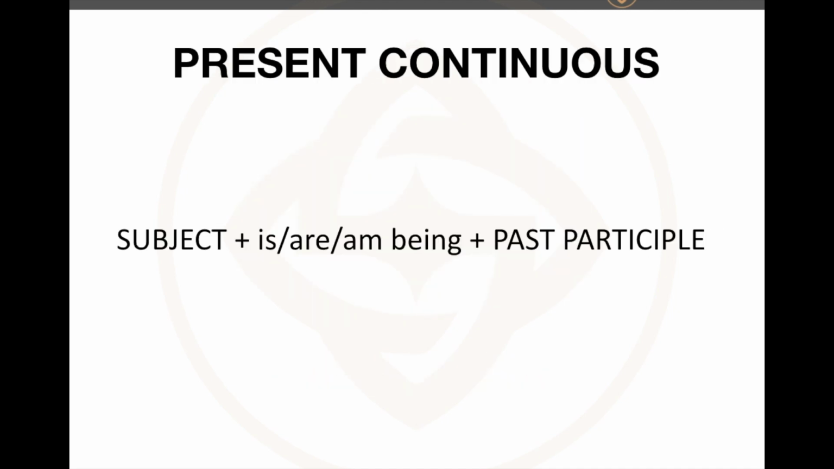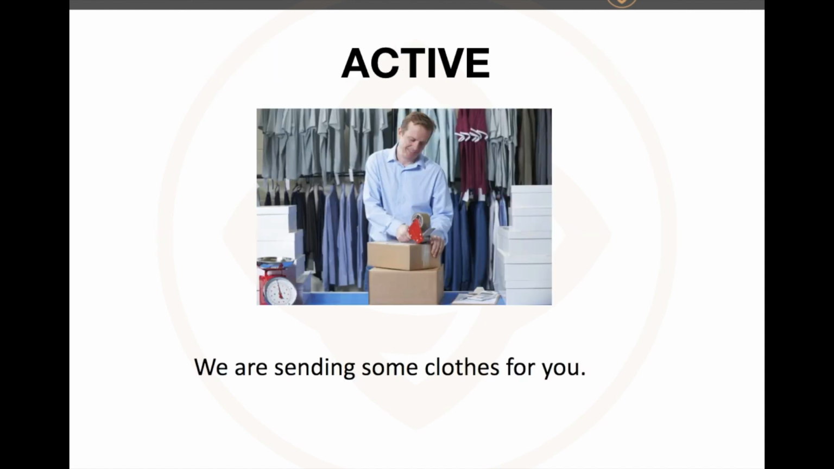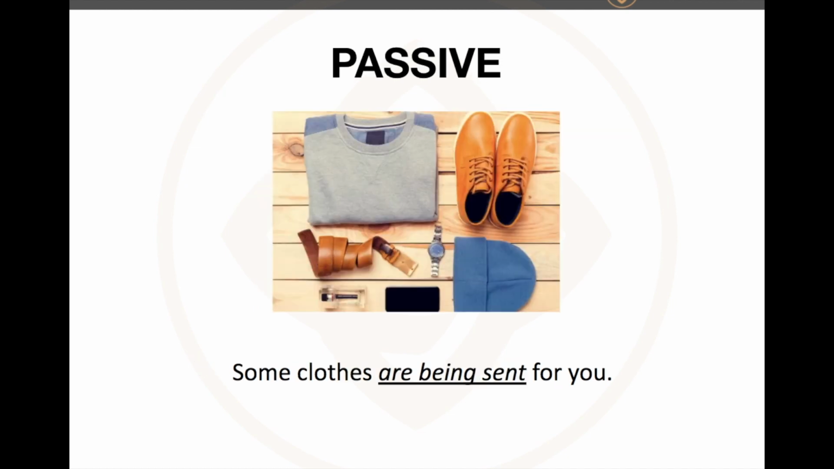Present continuous, subject plus is, are, am, being, and past participle. Here is an example. In active, for example, we say, we are sending some clothes for you. What will be the passive? Let's think. Okay, so the passive will be some clothes are being sent for you.